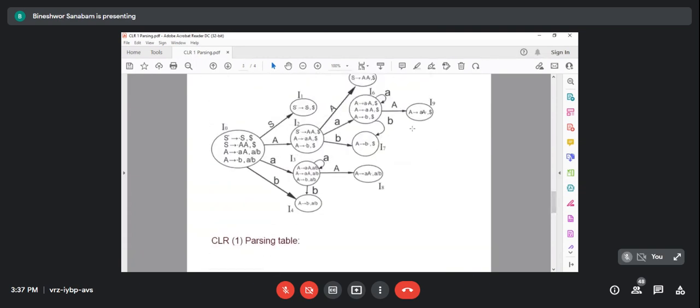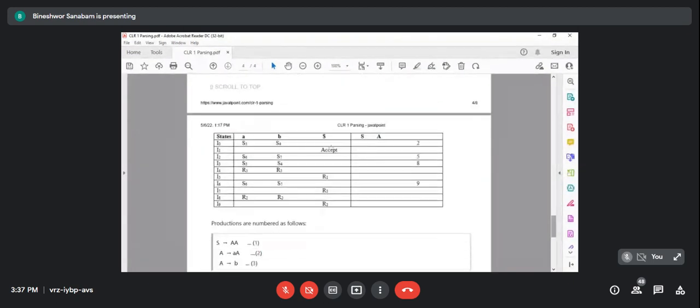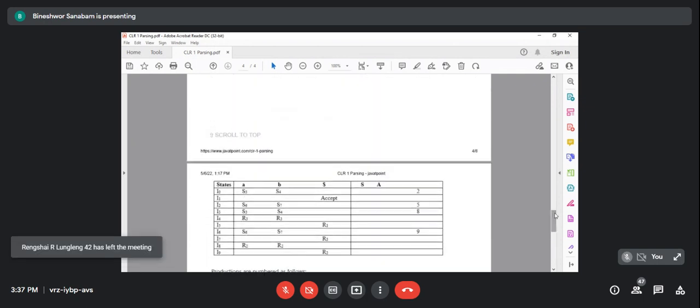And with state I9, what is the production? The production is A implies small letter A, capital letter A, and the look ahead is dollar. So we are going to place the reduce move in the dollar place, and the production is the second one. So in this manner, we can construct the parsing table for CLR1 as well.